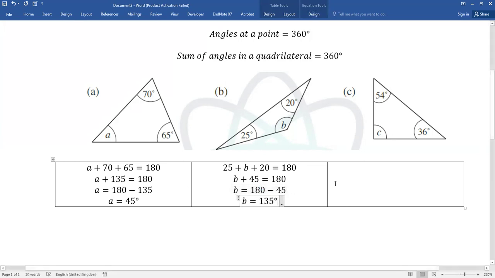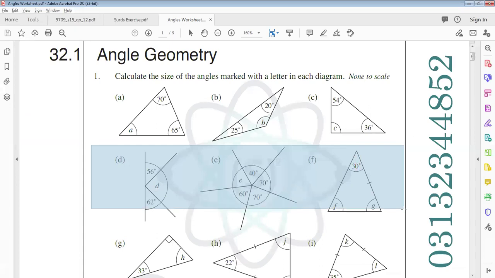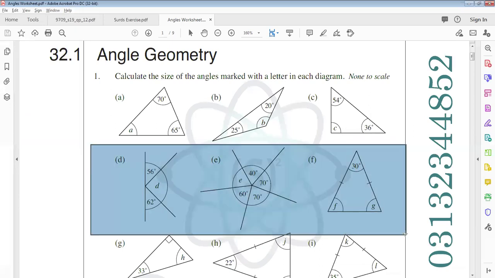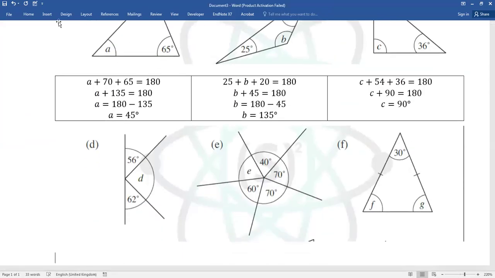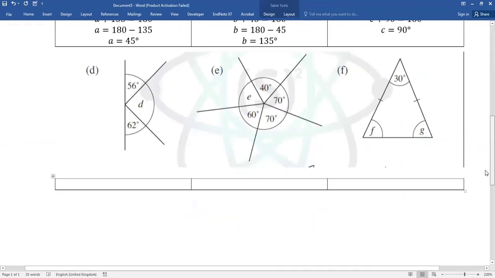Now, a similar question, part C. C plus 54 plus 36 is 180. So what is the value of C? And I hope you're not using a calculator. 90 is 90, so 180. C is again 90 degrees. So these were the very easy questions. Moving on to some other questions, and gradually we will increase our difficulty level. This is just the warm-up part for grade 11th.